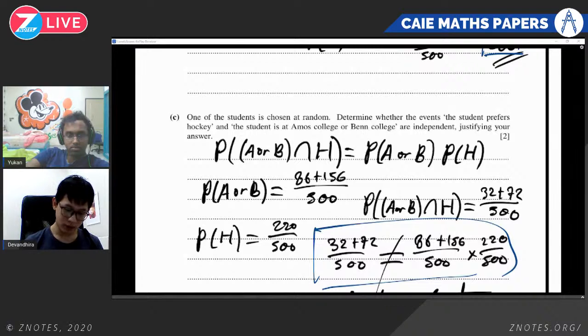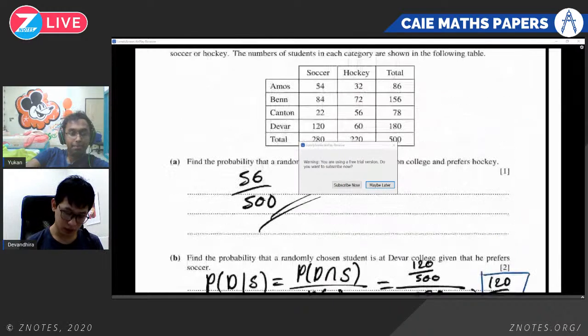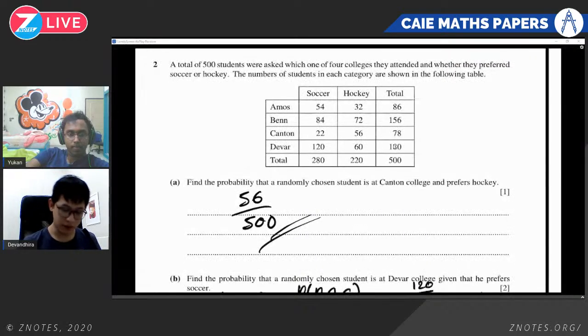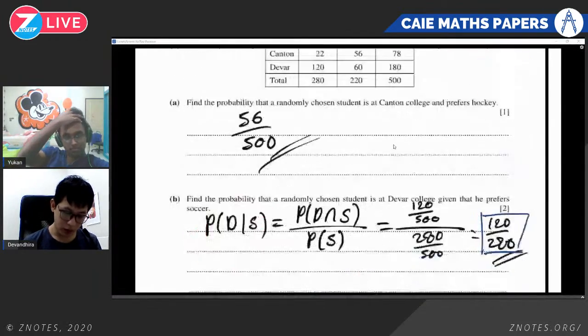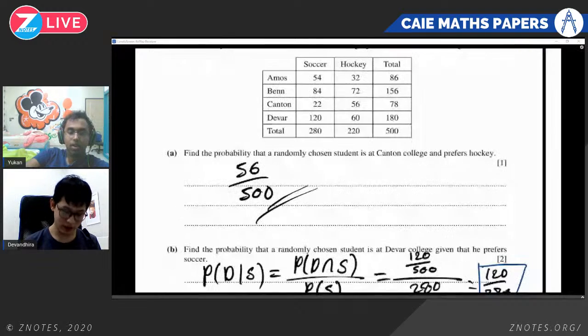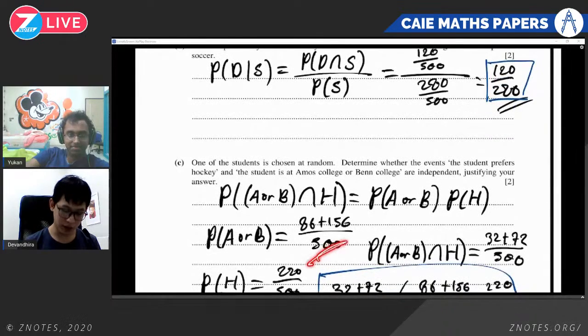So first, we need to find out what the probability of getting A or B is. So how can we find that? For A or B, you just add the totals divided by 500, or add the probabilities, which is the same. For Amos and Ben, it's 86 and 156, divided by 500, right? Yep. So that's what we have here for A or B.